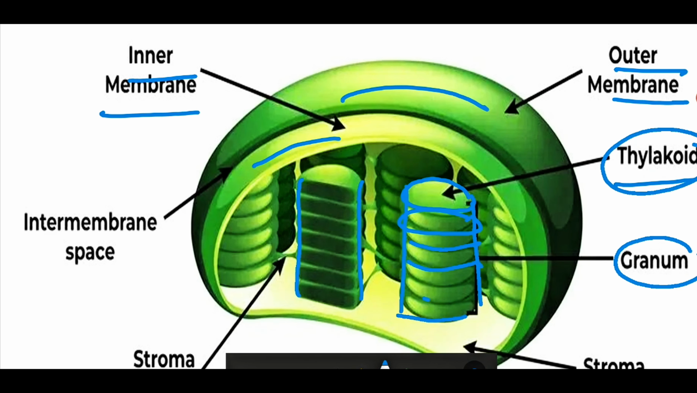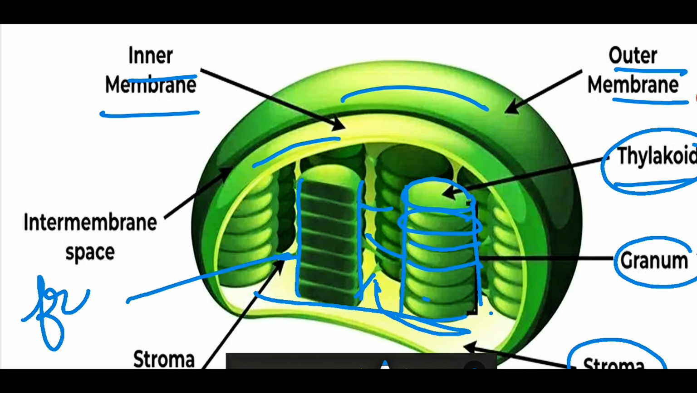The other part, this colorless ground substance, the empty part, is known as stroma. All right, and you can see these small rod-like structures, these are known as fret. If it is not there in your textbook, please note it down. Fret, or you can call it interconnecting bars.